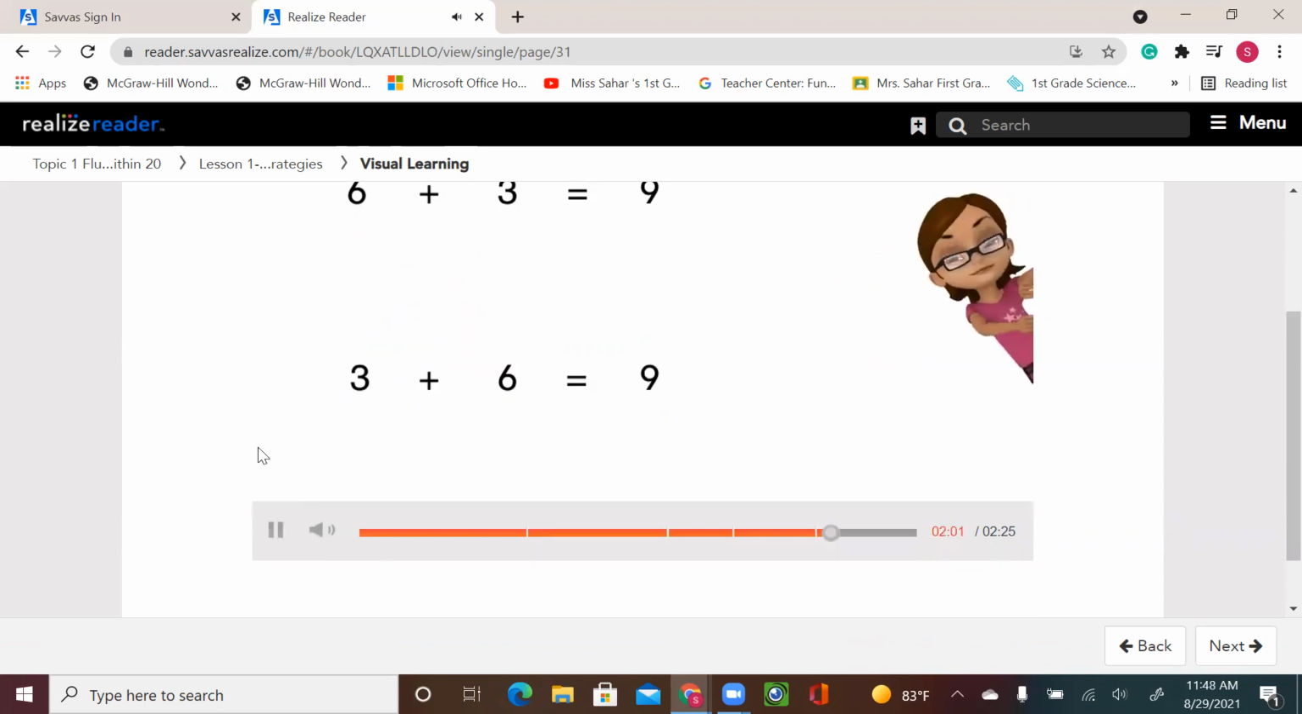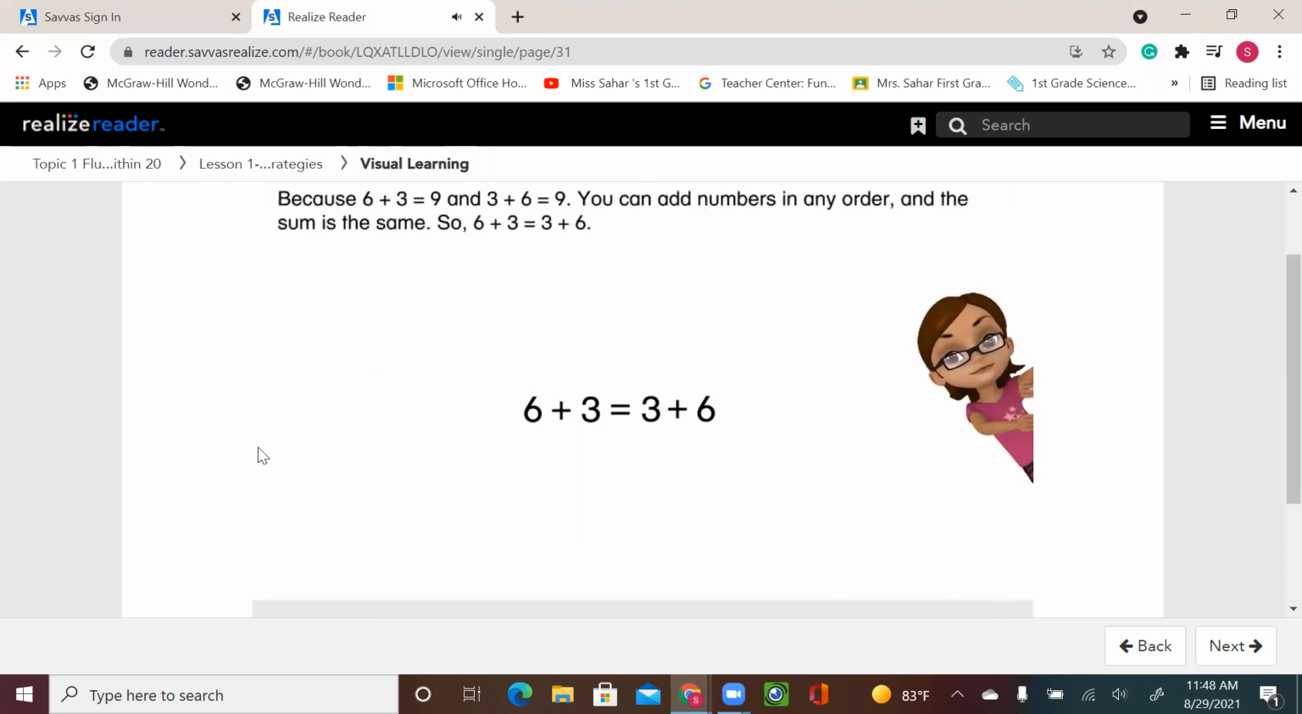How do you know that 6 plus 3 equals 3 plus 6? Because 6 plus 3 equals 9, and 3 plus 6 equals 9. You can add numbers in any order and the sum is the same. So 6 plus 3 equals 3 plus 6.